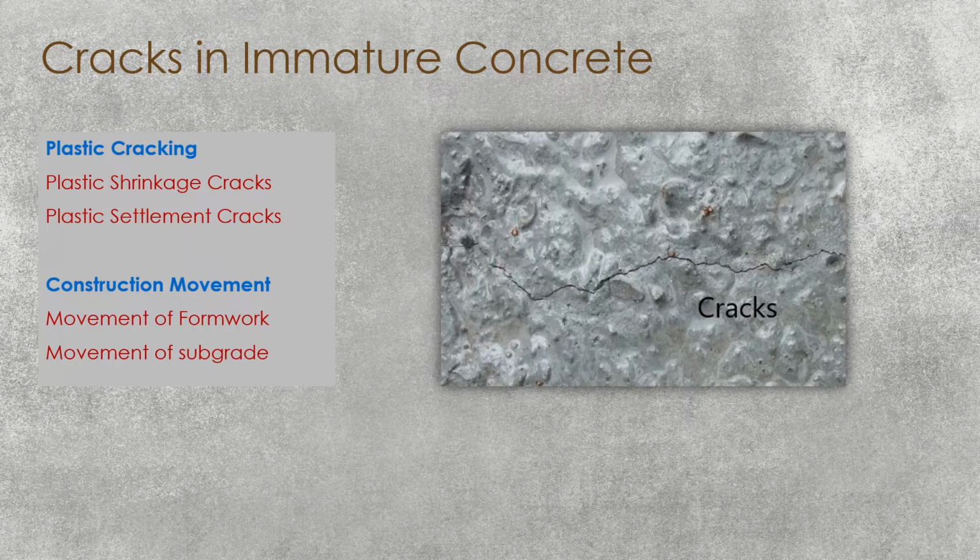Another reason for immature concrete cracking is construction movement. Construction movement could be due to the movement of the formwork or the movement of the subgrade. Properly fixed formwork is not moving in any direction. If it is not properly fixed or has certain deflections, there will be concrete movement. With that, there could be a chance of getting cracks in the concrete.